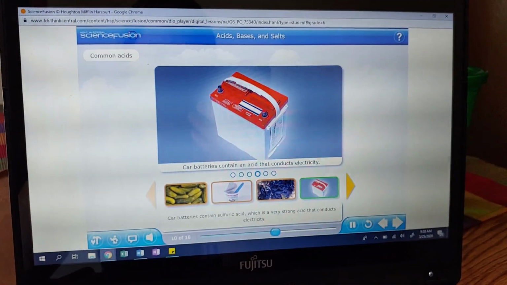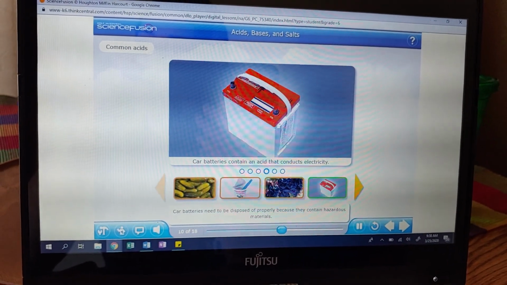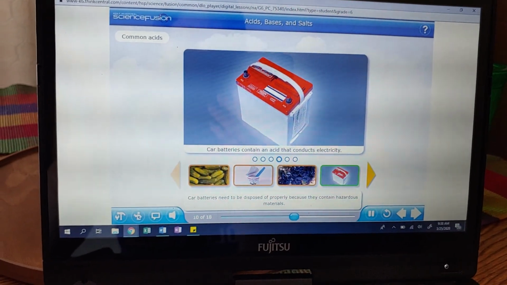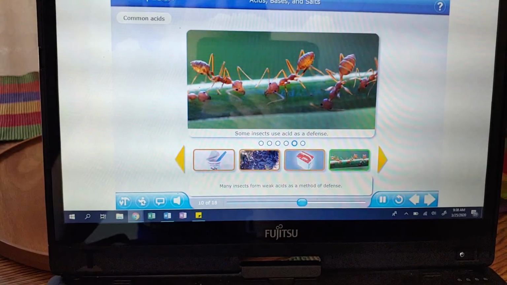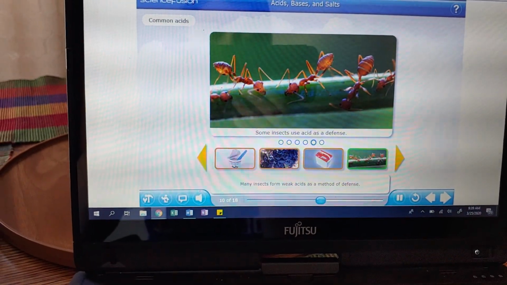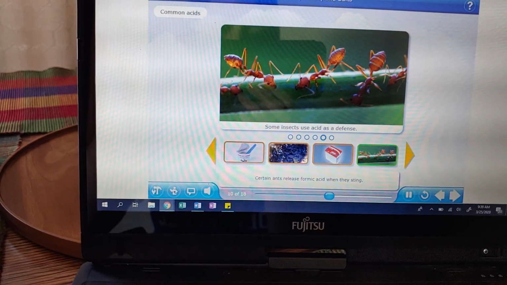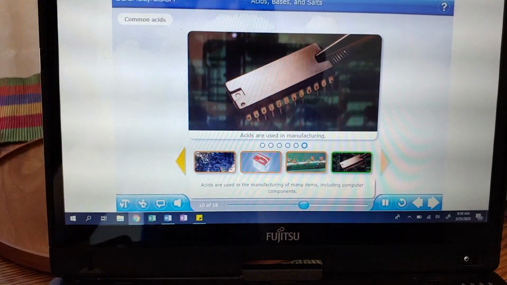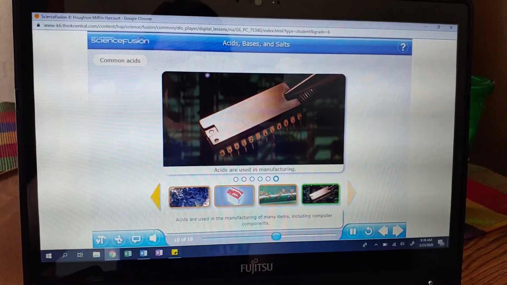Car batteries contain sulfuric acid, which is a very strong acid that conducts electricity. Car batteries need to be disposed of properly because they contain hazardous materials. Many insects form weak acids as a method of defense. Certain ants release formic acid when they sting. Acids are used in the manufacturing of many items, including computer components.